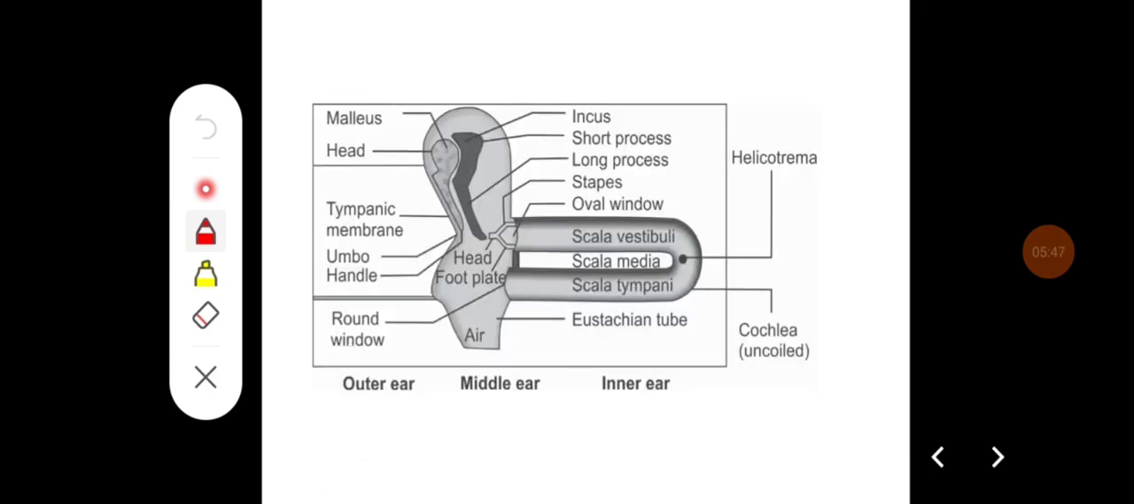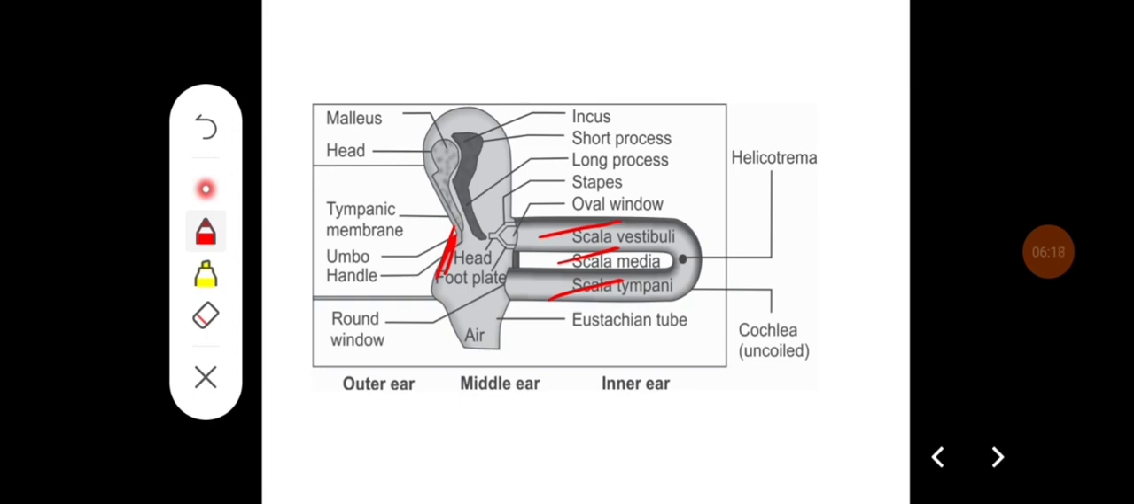This diagram shows the middle ear and the inner ear. When sound waves fall on the tympanic membrane, the ossicles vibrate and the vibration is transmitted to the inner ear, to the cochlea. The cochlea has three parts: scala vestibuli, scala media, and scala tympani. Scala vestibuli continues with the scala tympani at the helicotrema.